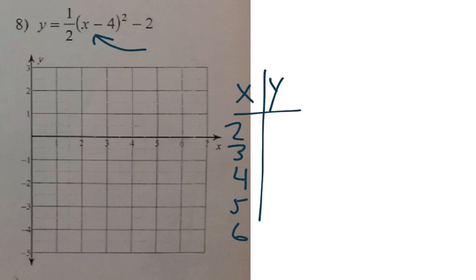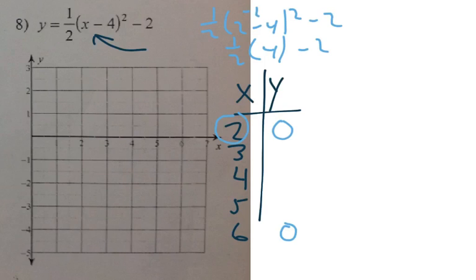So let's fill in our table. Let's start with 2. 1/2 of 2 minus 4 squared minus 2. 2 minus 4 is negative 2, but squared is 4. So I have half of 4 minus 2. And half of 4 is 2, minus 2 is 0. Guess what? 6 is also going to be 0.